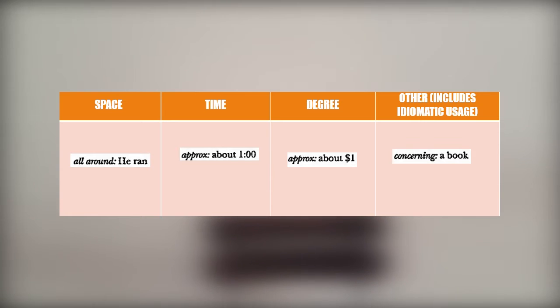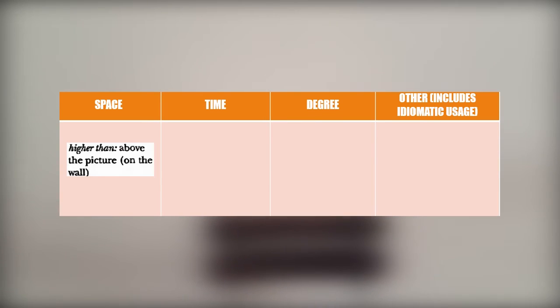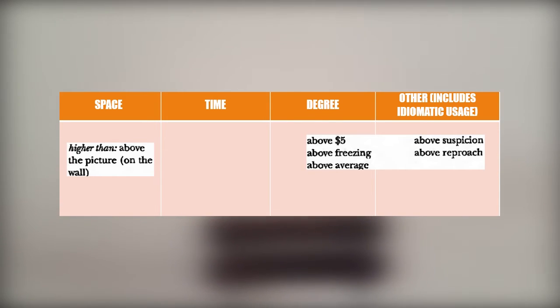About. He ran about, which indicates he ran all around. About 1 o'clock, about $1, the approximate time and amount. About a book, which is referring to it. Above the picture, which is higher than. Above $5, above freezing, above average, means that it exceeded. Above suspicion, and above reproach.